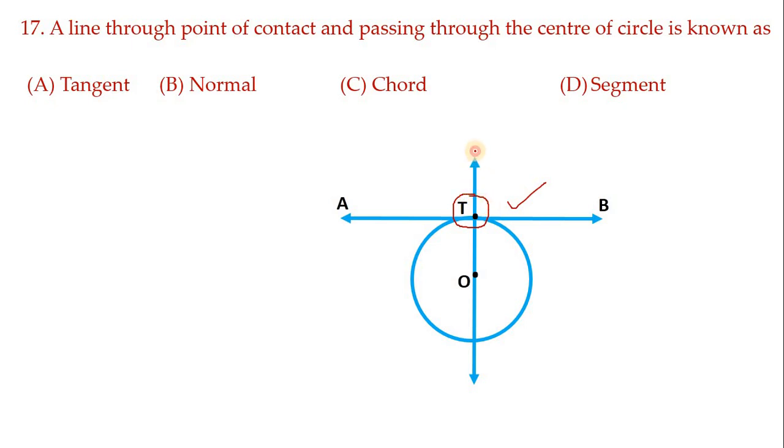Now the other line, which is the vertical line, is passing through this point of contact as well as through the center of the circle. I repeat again. Here AB is the tangent, then only we will get the point of contact. Here T is the point of contact, and there should be another line that passes through the point of contact. See, they clearly said a line through the point of contact and passing through the center of a circle. See this line which is passing through the point of contact as well as the center of the circle.